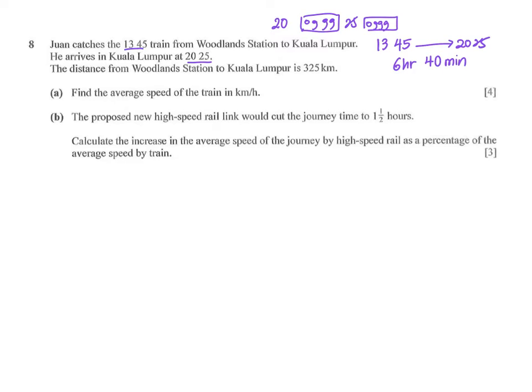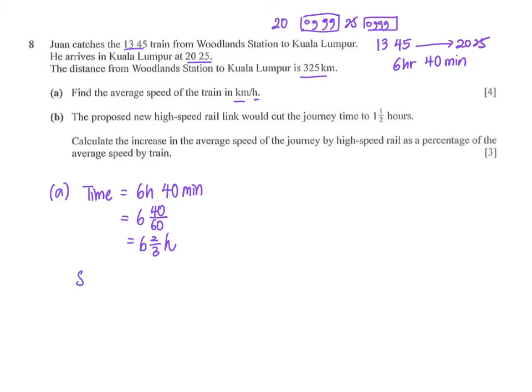Okay, we'll keep this information first. They tell us that the distance is 325 kilometers. Find the average speed of the train in kilometers per hour. So I need this to be in kilometers per hour. Now I know my time taken has already been found just now to be 6 hours, 40 minutes. But they want to find the speed in kilometers per hour. So we need to change this to 40/60 of an hour. And that will give me 6 2/3 of an hour.